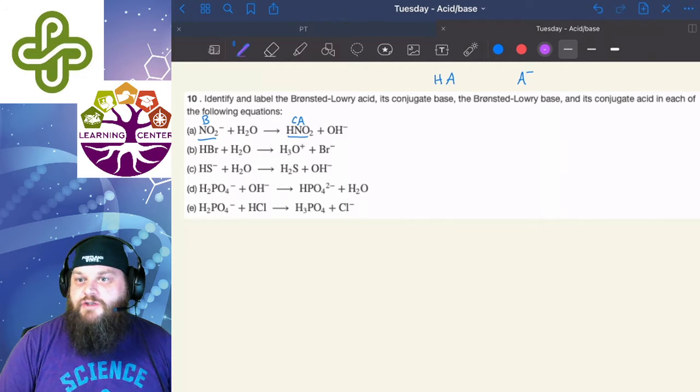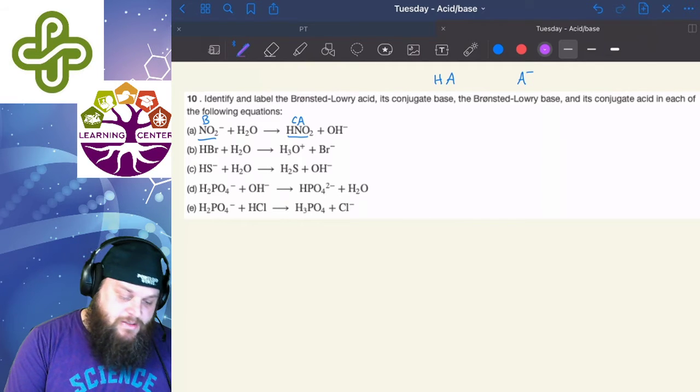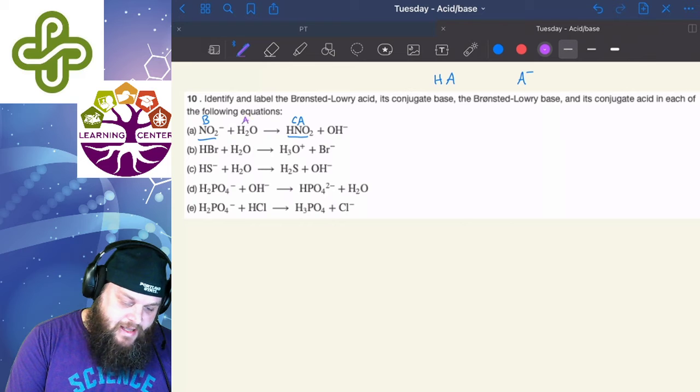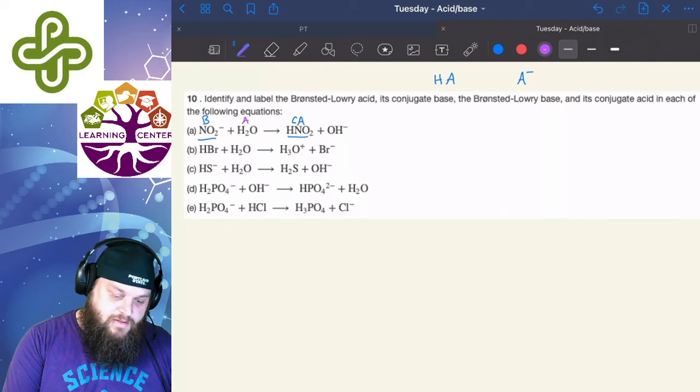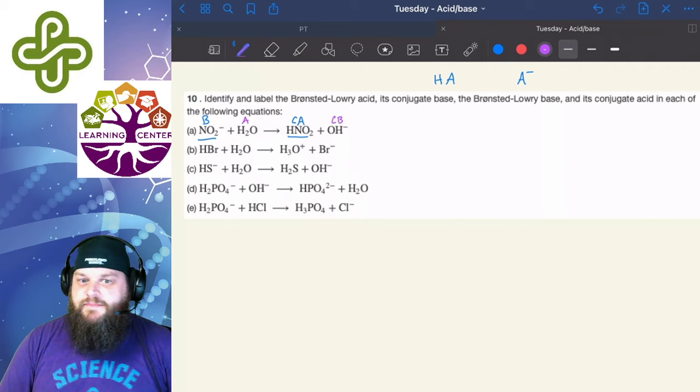If we look at H2O in this case, since it's reacting with a base, it's acting as an acid, and therefore its conjugate base is always going to be the hydroxide, the OH minus.